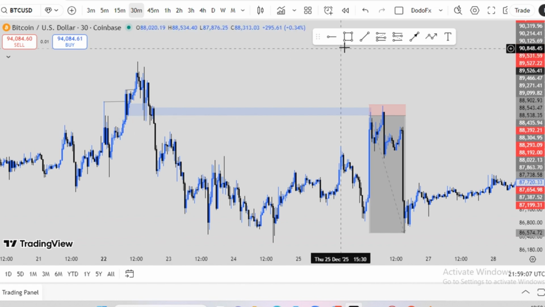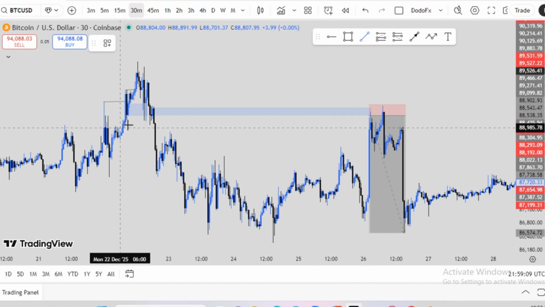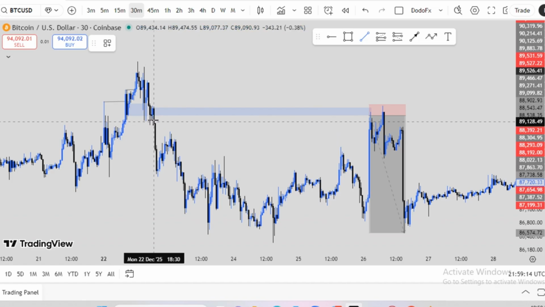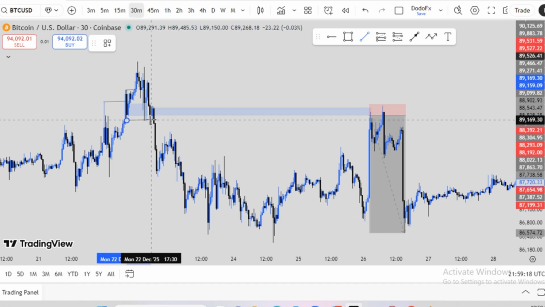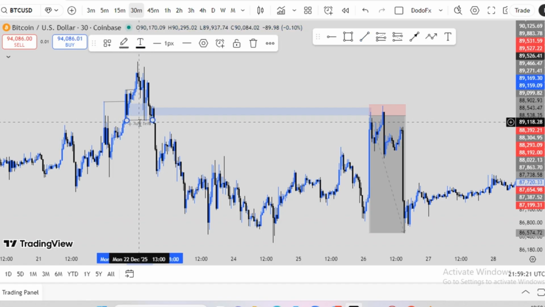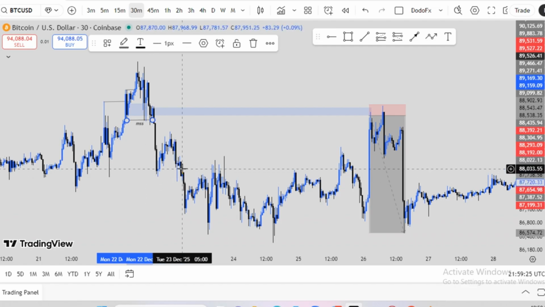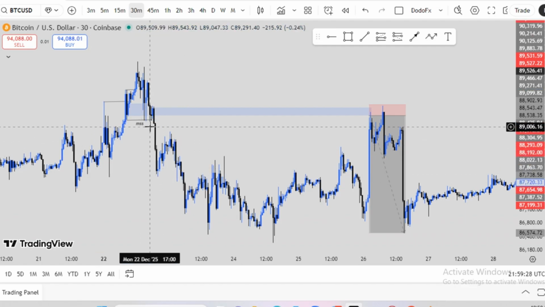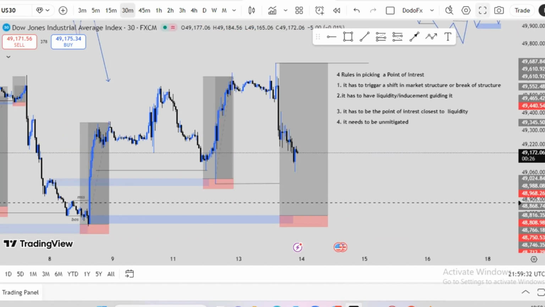So for you to identify a market structure shift, the higher low of that trade must be cleared, which was cleared here by this bearish movement. You can pick this zone as your MSS. I'll pick the first part of it, which is the market structure shift, as my first rule of picking a point of interest. It has to trigger a shift in market structure or a break of structure, and I've picked my MSS already.